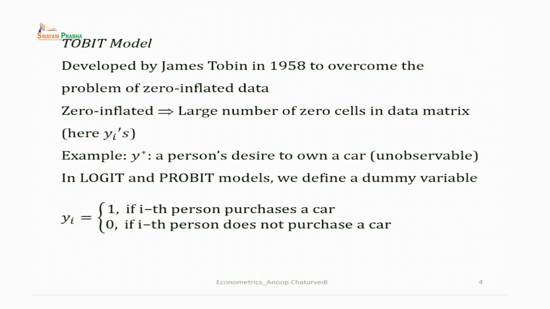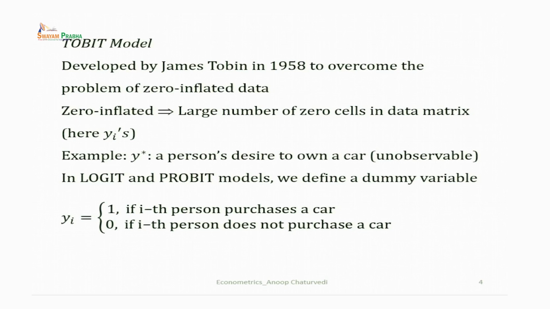Such data is also called zero inflated data. The Tobit models were developed by James Tobin in 1958 to overcome this problem of zero inflated data. Zero inflated means a large number of zero cells in the data matrix, that is yi's. So, we have a large number of zero values of yi's and then we have the actual values of yi's also.